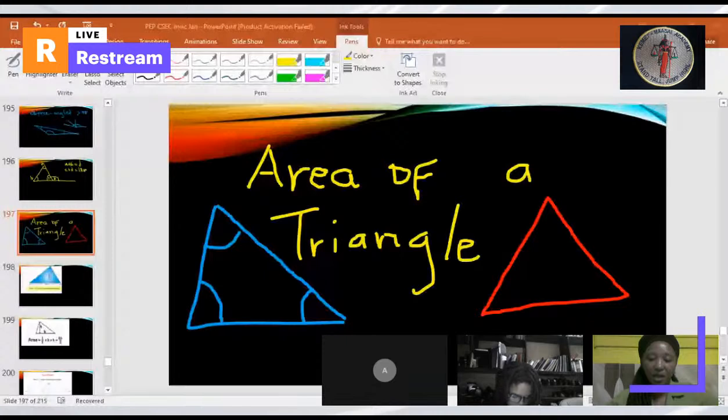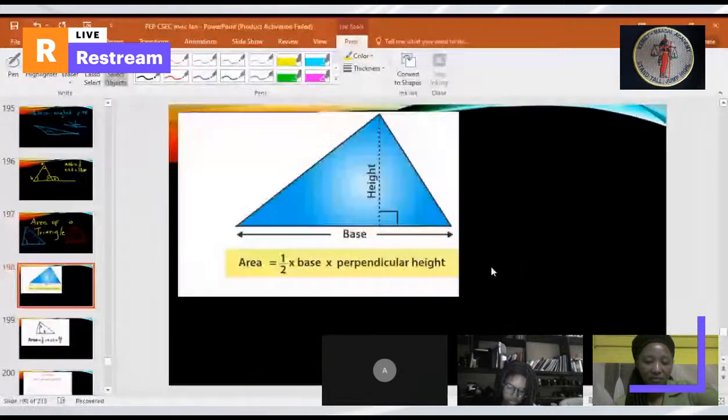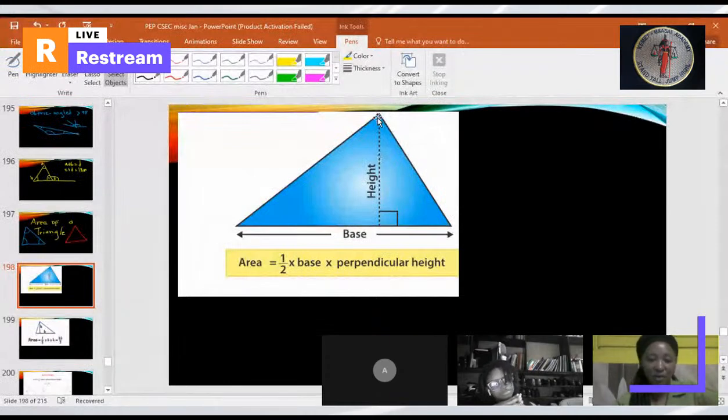Most persons are familiar with the formula half base times height. And by that we mean the perpendicular height. Perpendicular height would be the distance from the top of the triangle or the apex or the vertex up here straight down to the base of the triangle. That is the perpendicular height.